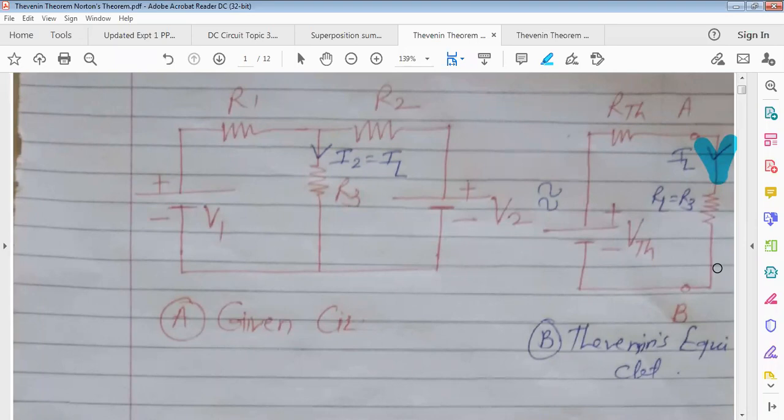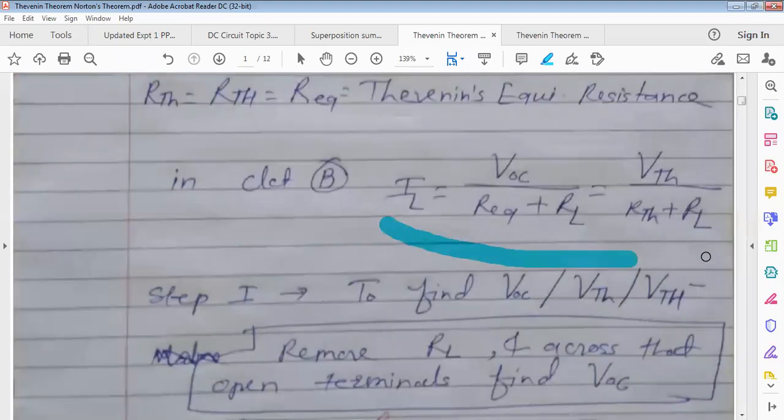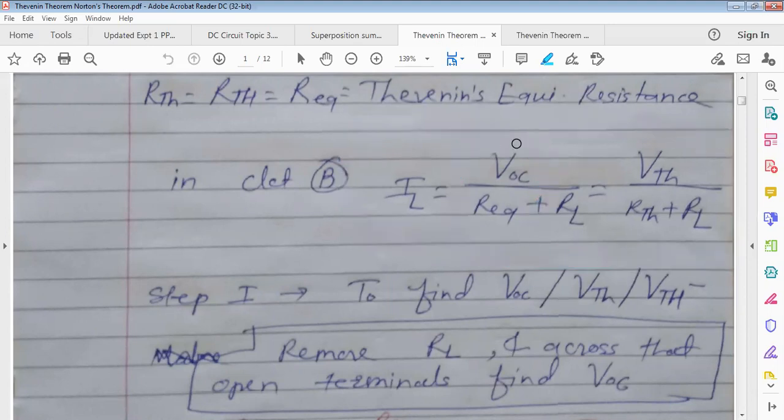VTH upon RTH plus R3. Right, VTH upon RTH plus R3. R3 is RL. So IL is equal to VTH upon RTH plus RL, or if you are using this one symbol for Thevenin's equivalent voltage, VOC divided by R equivalent plus RL. Got the formula? Applying this formula, VOC will be found, R equivalent will be found using the steps given in this theorem, and once you get it, you can calculate the load current.